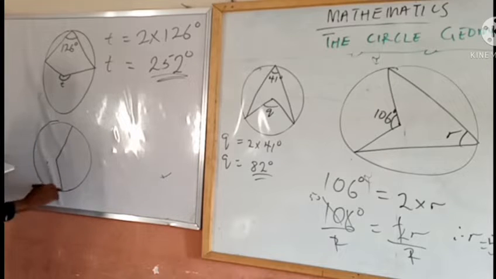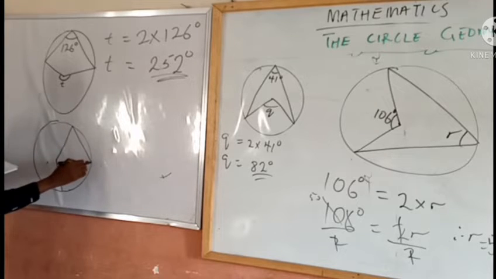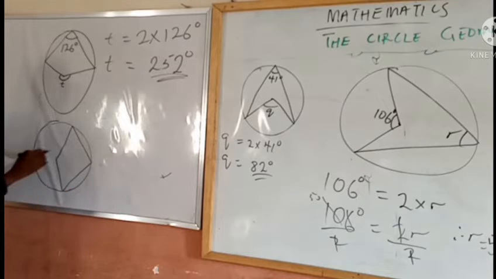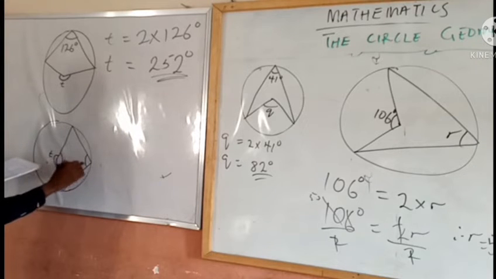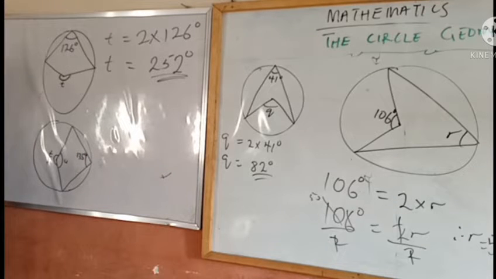Now this place is called t, this place is called u, and this place is 135 degrees. So in this case we have to find both t and u.